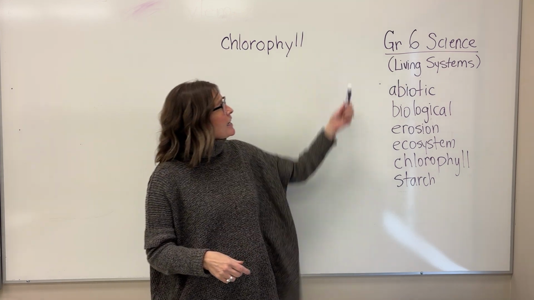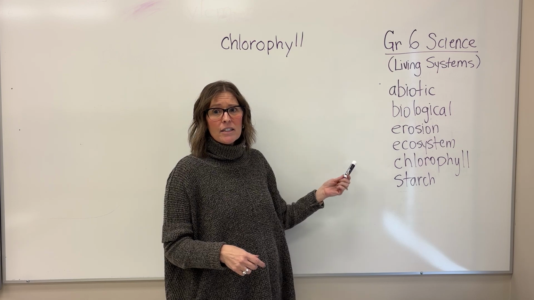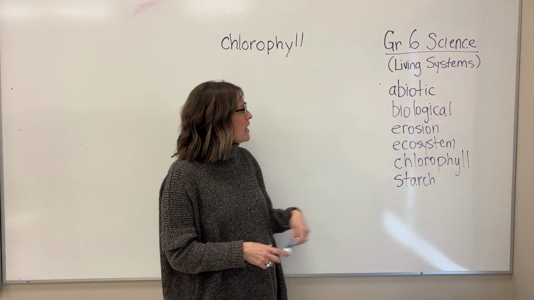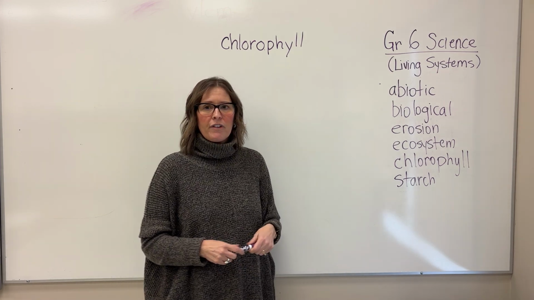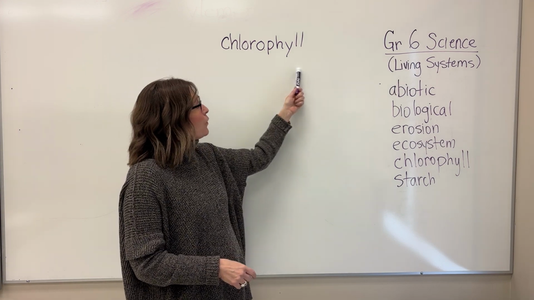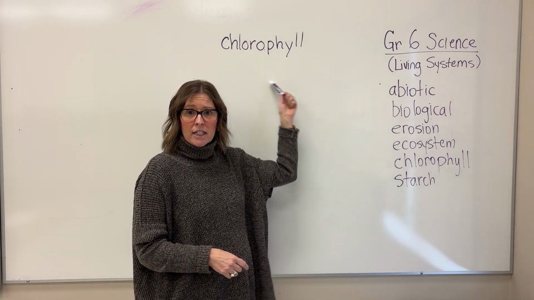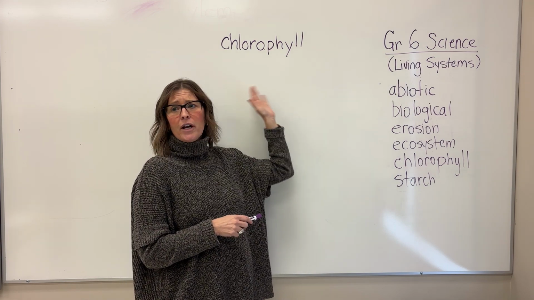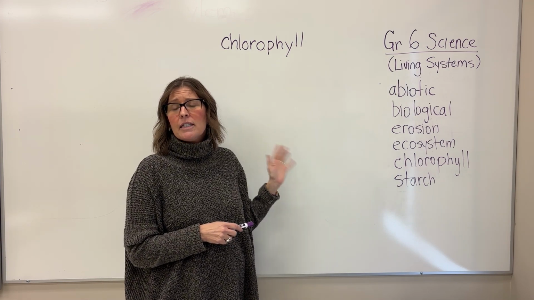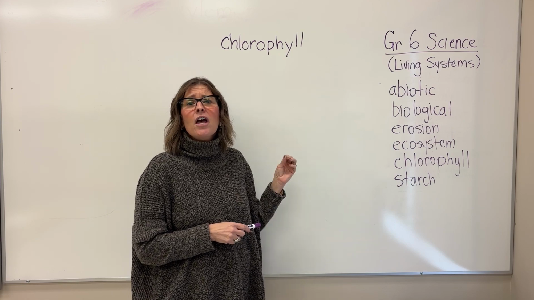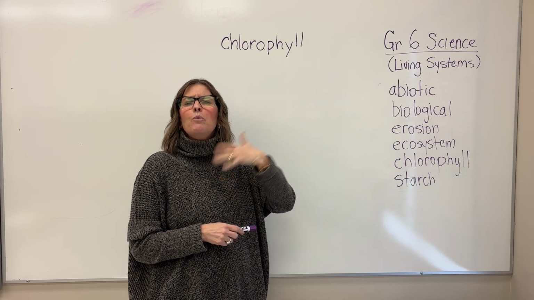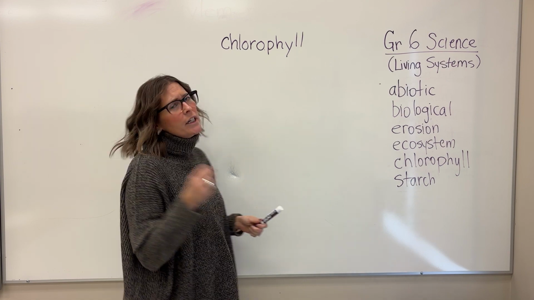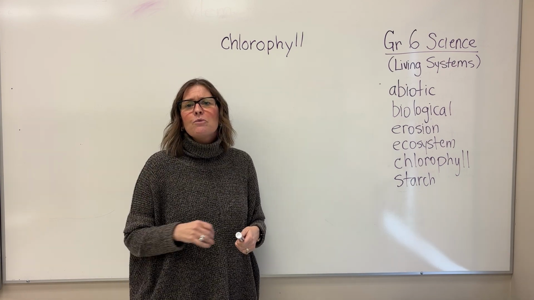So here you're going to see a list of grade 6 science words for living systems, and we're going to talk about the word chlorophyll today. We're going to start with showing the kids how this is spelled, and we're doing this because this is an incredibly difficult word for kids to spell, because lots of the letters and sounds are doing things that they wouldn't normally do. So we're going to talk first about how many sounds we hear in this word.